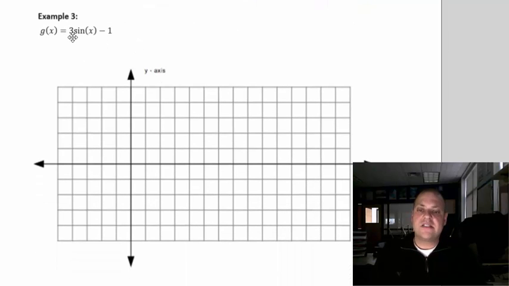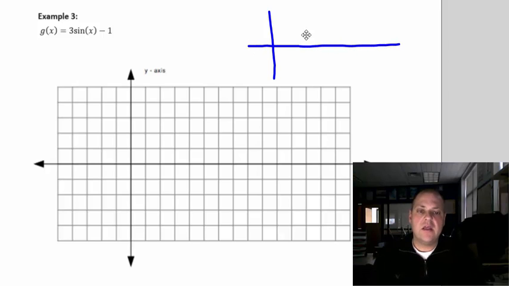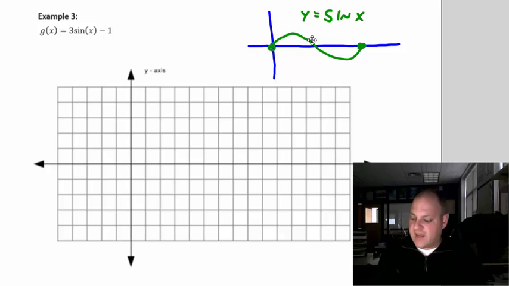Now let's do 3 sine x minus 1. Okay, I have a sine graph, so I need to know what my regular sine graph does. My regular sine curve starts at 0, 0, goes up, down, and then back to zero, right? So that's what sine does. This is sine x, y equals sine x. You got to know what y equals sine x does in order to do anything else.